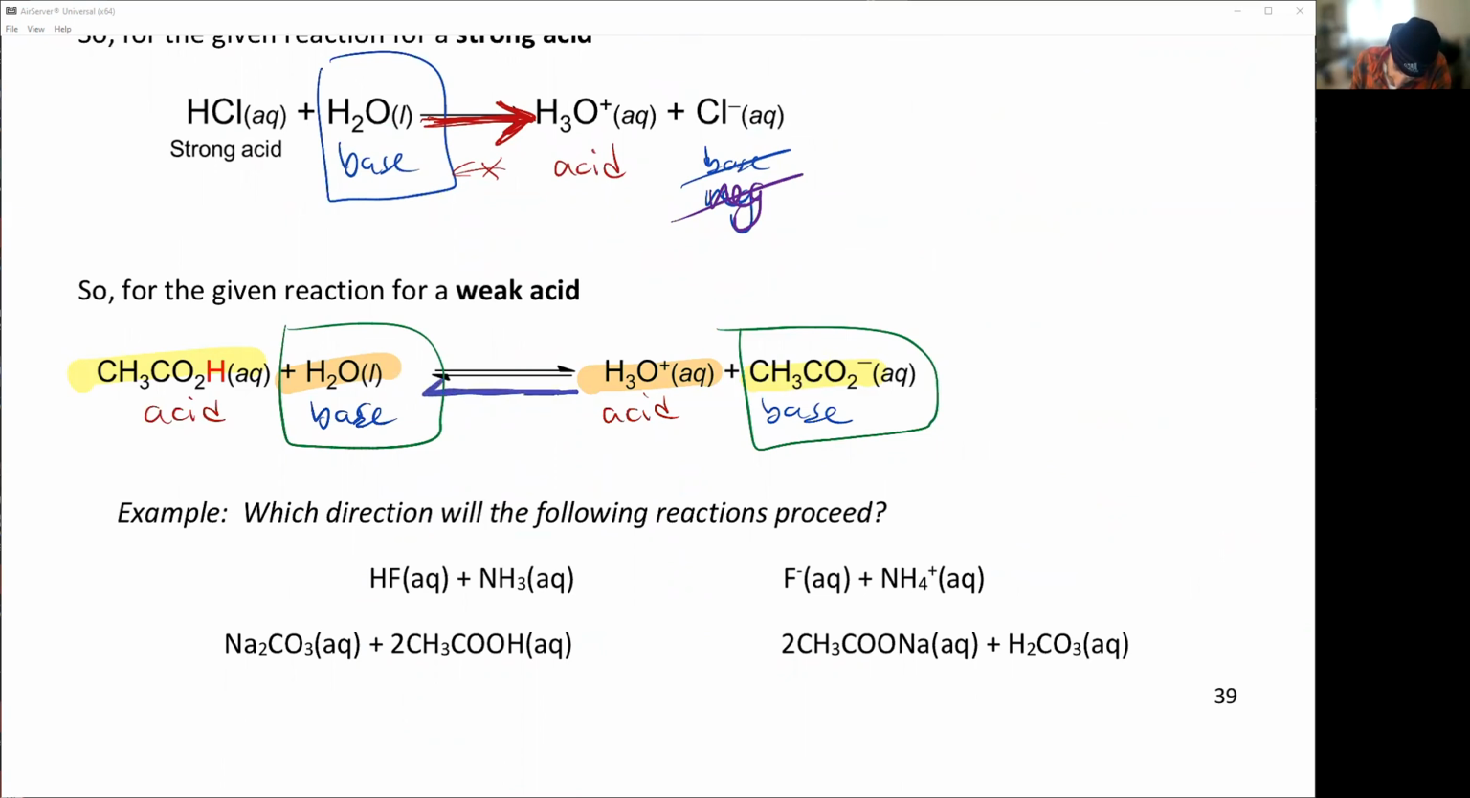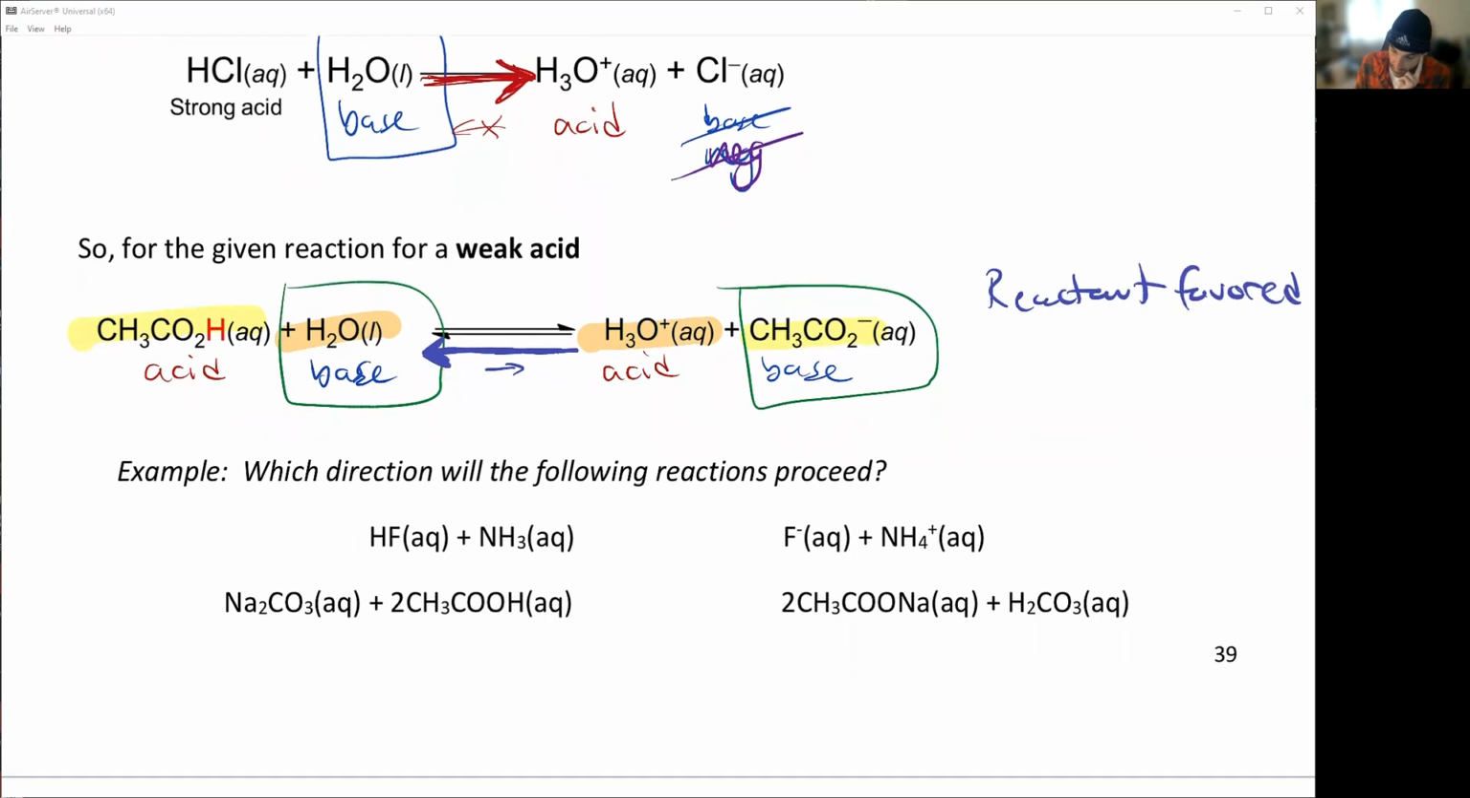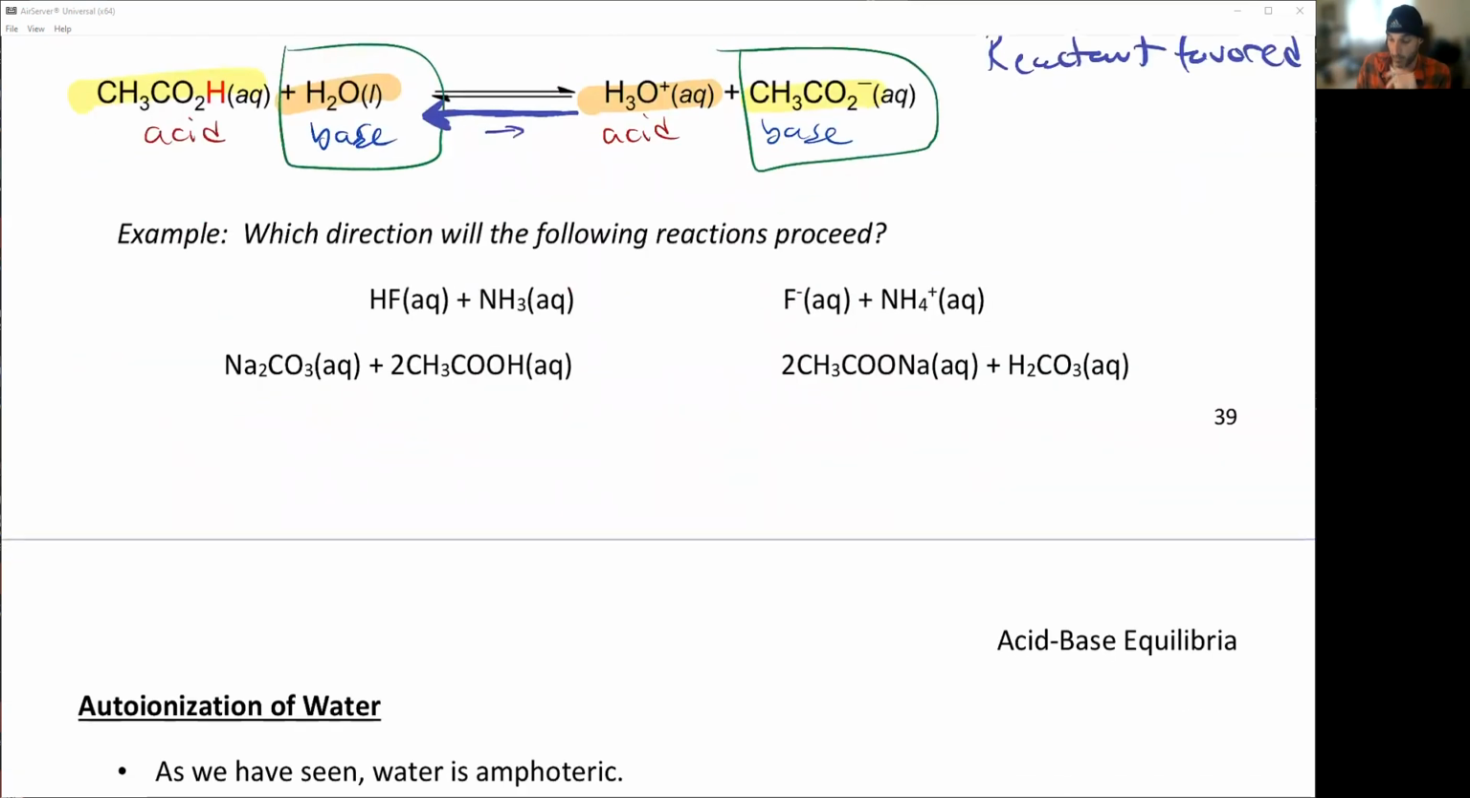So this is an equilibrium. The preference does go away from the stronger base, so the reactant is the stronger base, but because they are weak, we will see a small return in that direction. So we do have an equilibrium, but it lies to the left, as in this is reactant favored. You would not see much reaction when we combine these two things. Okay, good. So, reactant favored for our equilibrium. Next up, which direction will the following proceed?